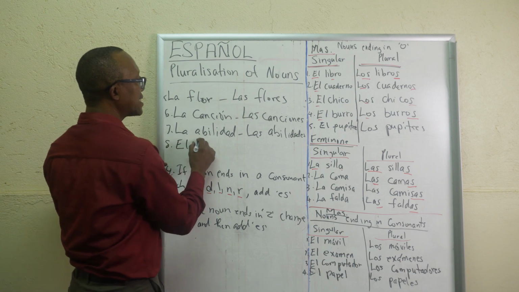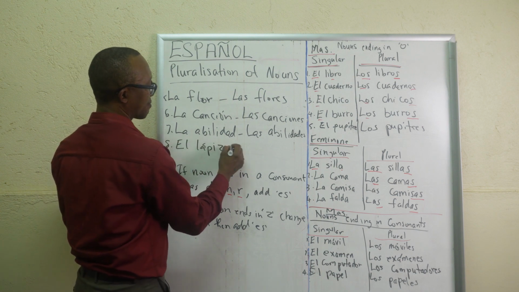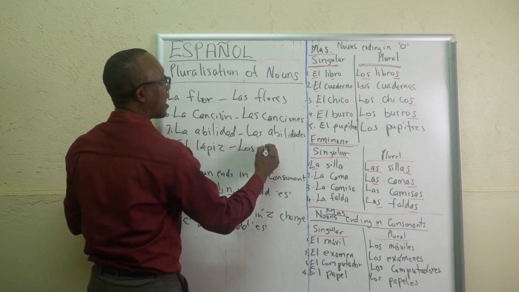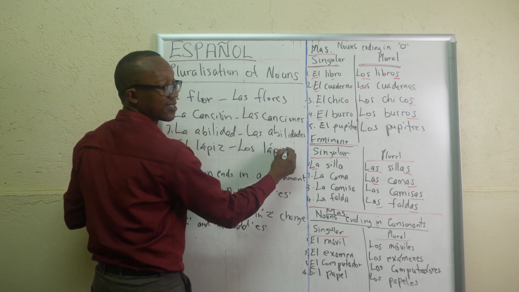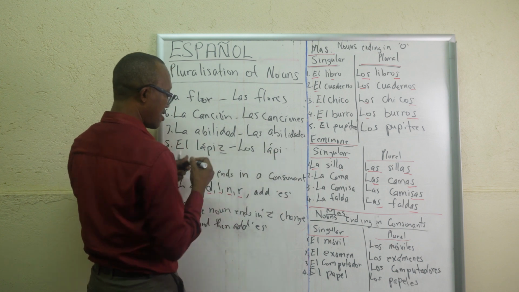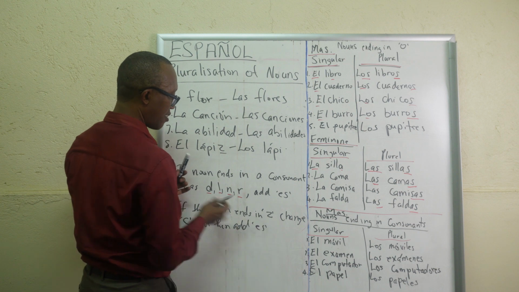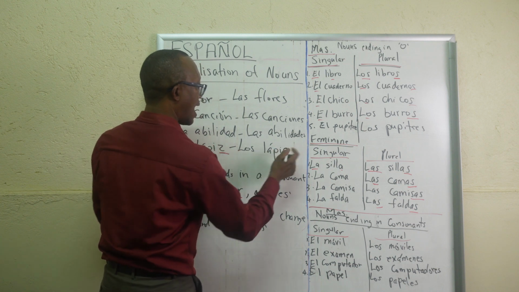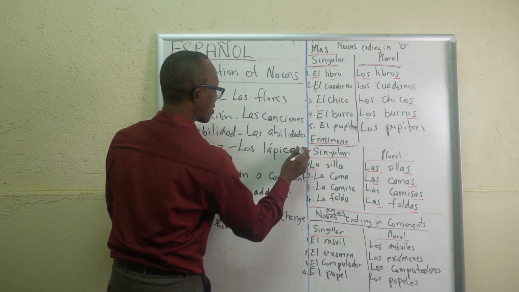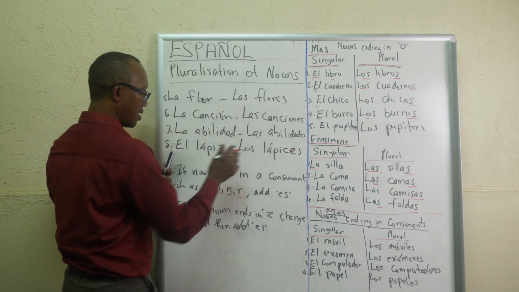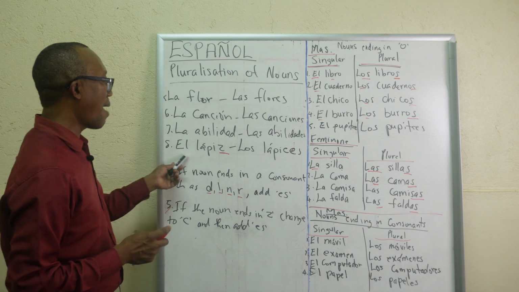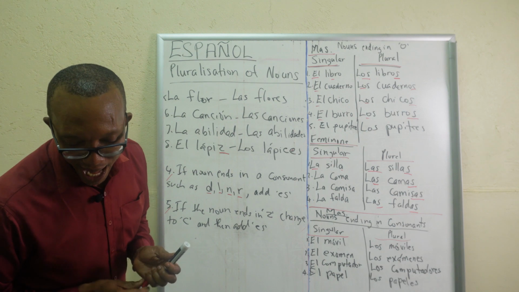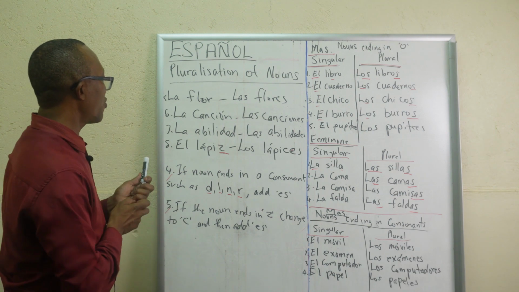El lápiz, pencil. El lápiz becomes los, yes, Maria, los lápices. See? So you change the Z to the C, as we learned earlier, that rule. Just change the Z to the C, and you simply add ES, but maintain the accent on the A. So el lápiz becomes los lápices.